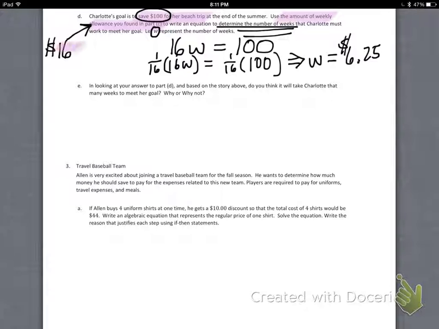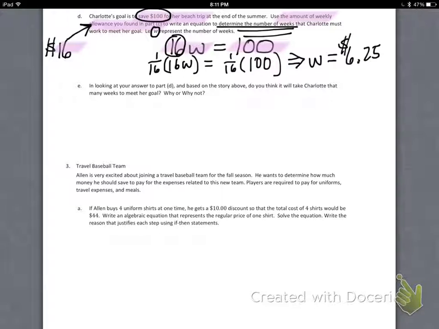We know she makes $16 a week. Okay, we figured that out. So that would be represented here: $16, and W, of course, is the number of weeks, is going to equal 100. So we want to know how many $16 weeks she is going to need before she gets to $100.